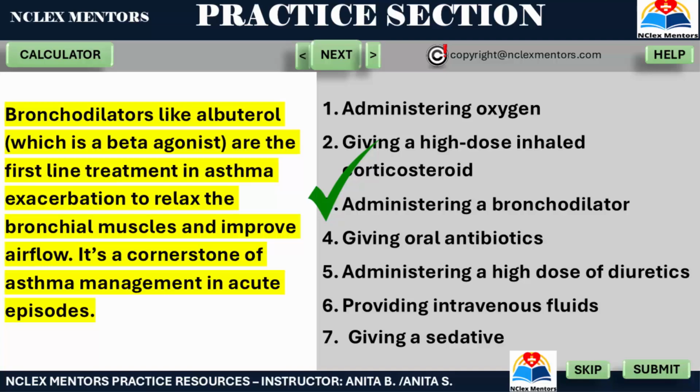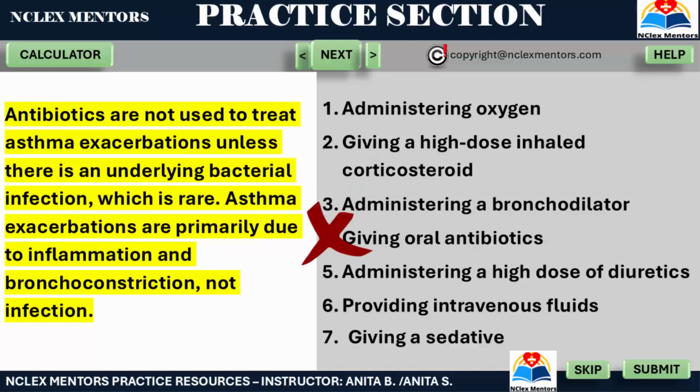There is no elimination rationale for this answer. It's a correct treatment for immediate relief. Option 4. Giving oral antibiotics is incorrect. Antibiotics are not used to treat asthma exacerbations unless there is an underlying bacterial infection, which is rare. Asthma exacerbations are primarily due to inflammation and bronchoconstriction, not infection. Antibiotics are irrelevant in this case unless there's clear evidence of infection, which isn't mentioned in the scenario.